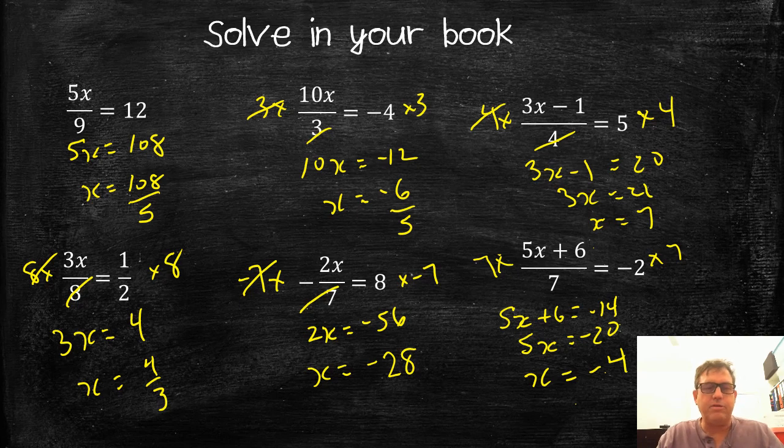Oops, I think we messed up here somewhere, didn't we? Nope, we're good, right? Because 5 times minus 4 is minus 20. Plus 6 is minus 14. Divided by 7 is minus 2. I was a bit worried there, but we do have the right answer, which is why it's always good to check.